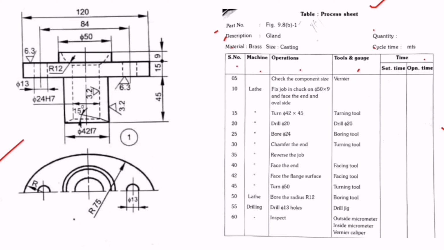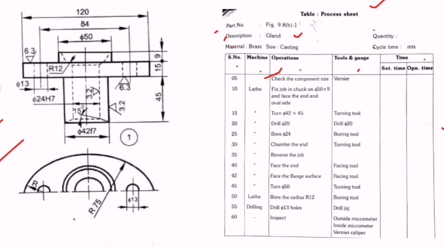This is the part for which we are drawing the process sheet in the stuffing box. Its name is gland. So observe this part, and to get this kind of shape, what operations are required, and for those operations what machinery and tools are required. That is our process sheet. Look at it one by one.